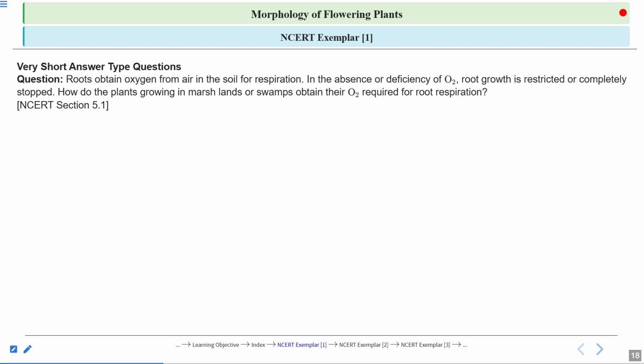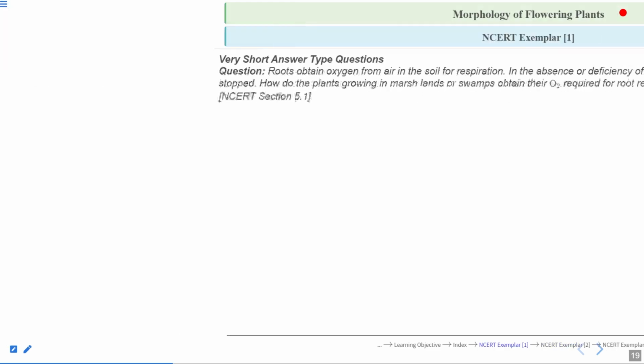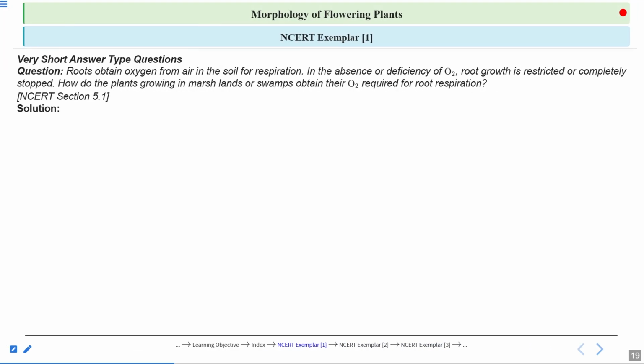So this is a common thing, but they are asking about the plants that grow in the marshland and swamp area. So how do they get oxygen? So let us see the answer part of this question. This question is coming from the NCERT section 5.1. And so how to think about this question?